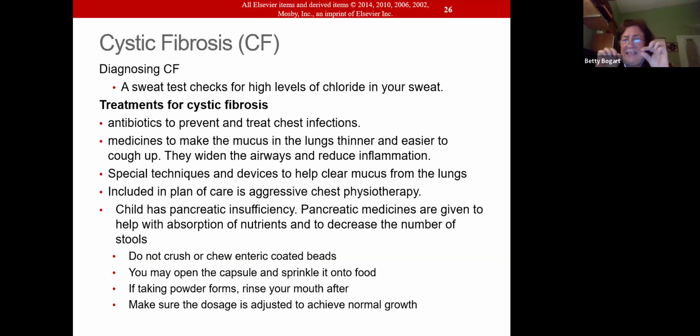Now, those little beads in that little capsule, you never crush. You can put it on a little bit of food, and it should be immediately before they eat. So a little bit of something, and then they can eat all of their food. Same thing with the powder. And the one thing with powder, make sure they rinse their mouth afterwards. It's going to hurt their teeth. Just like some of those inhaled medicines, Symbicort, Advair, those asthma medicines that you need to rinse the mouth afterwards. Same concept here.